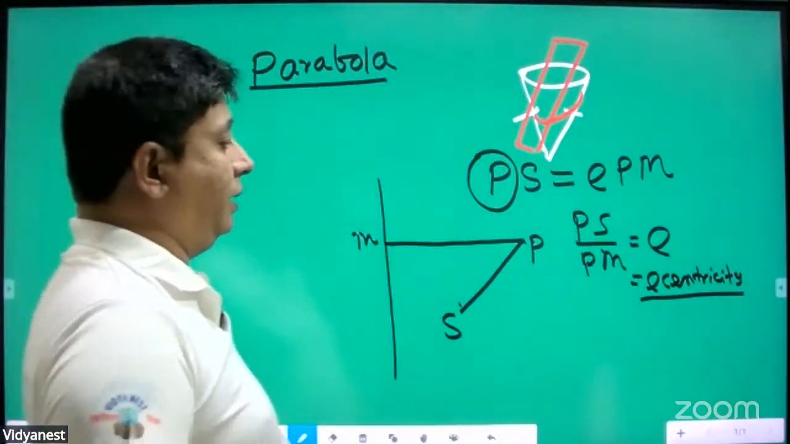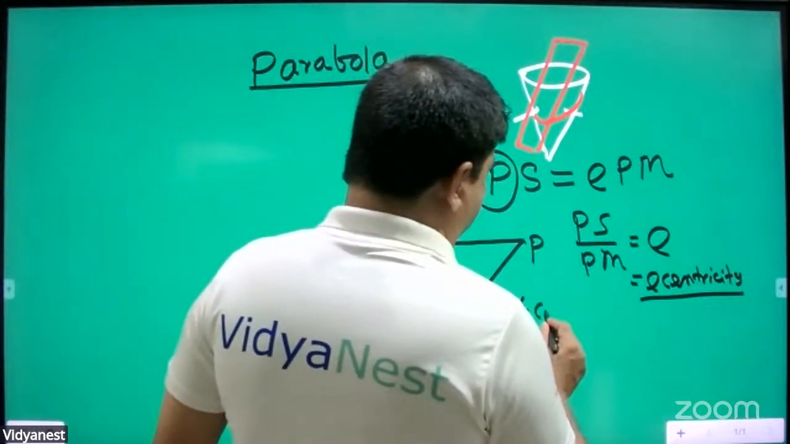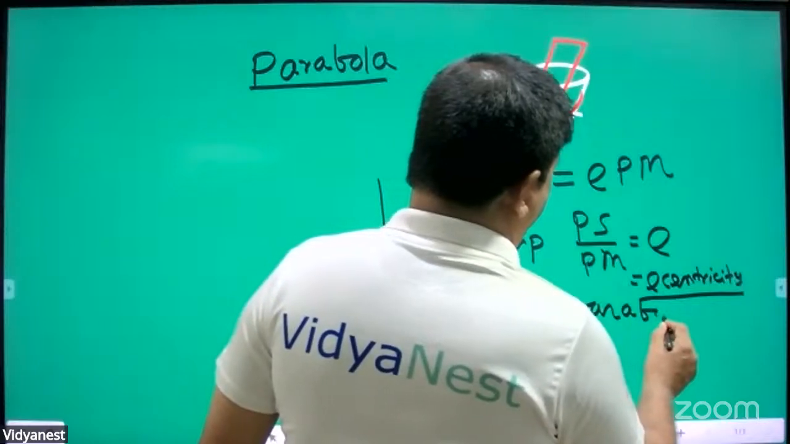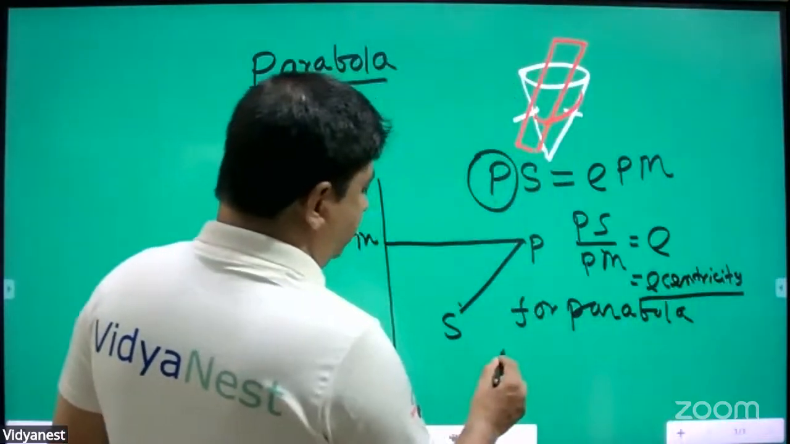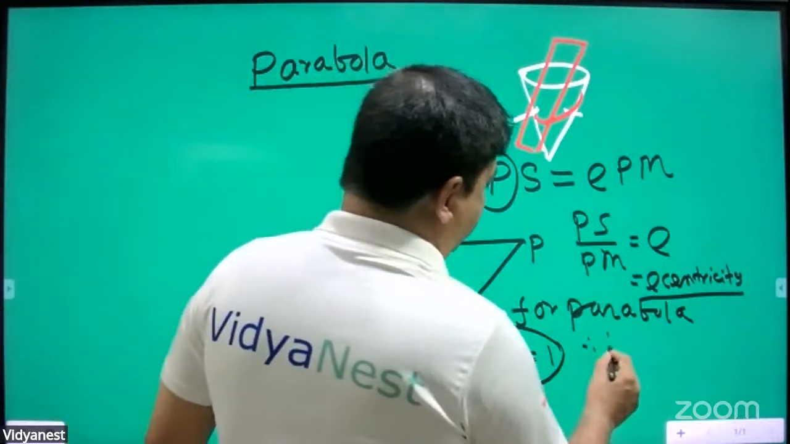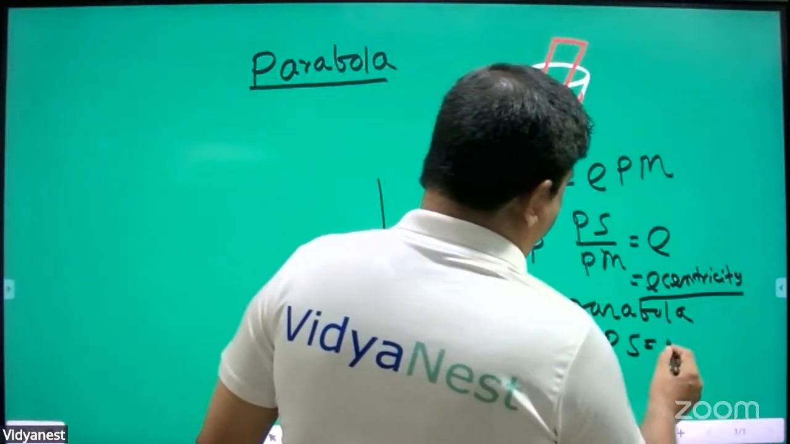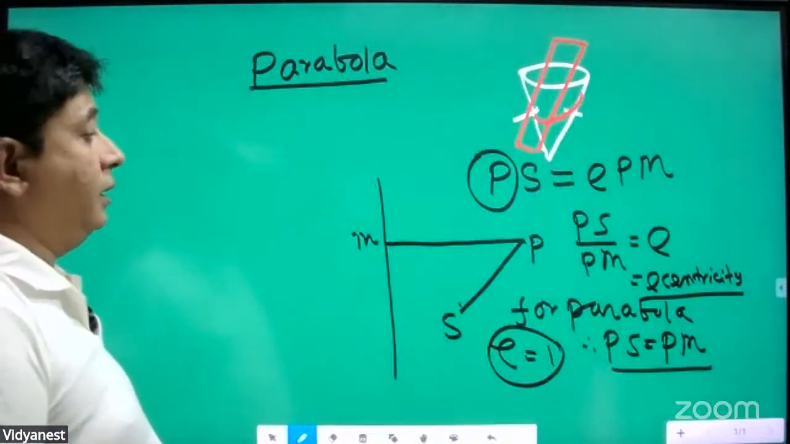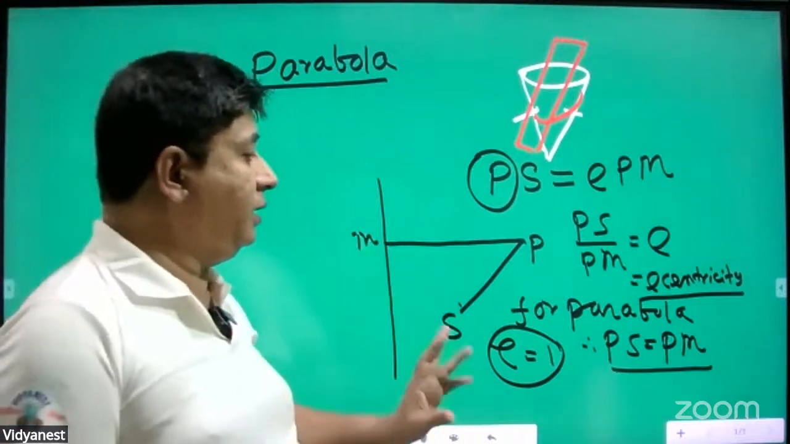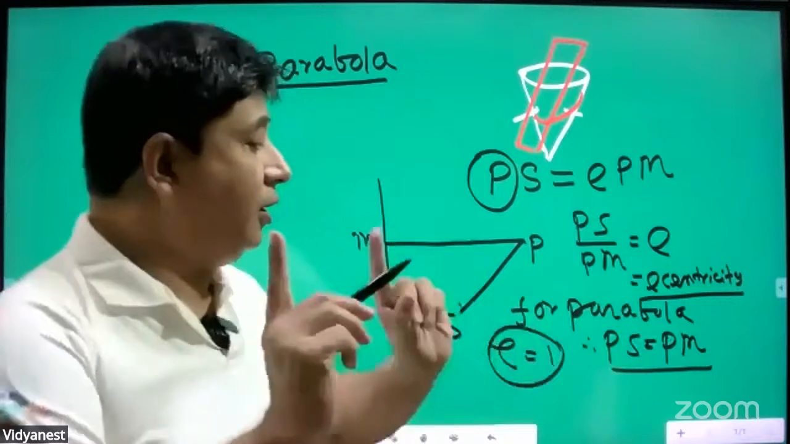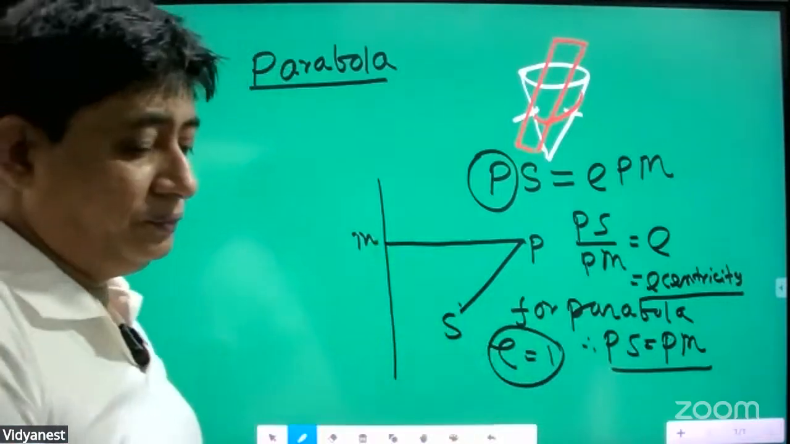For parabola, E is 1. Therefore, PS is equal to PM. PS is equal to PM is the required result to form a parabolic curve.